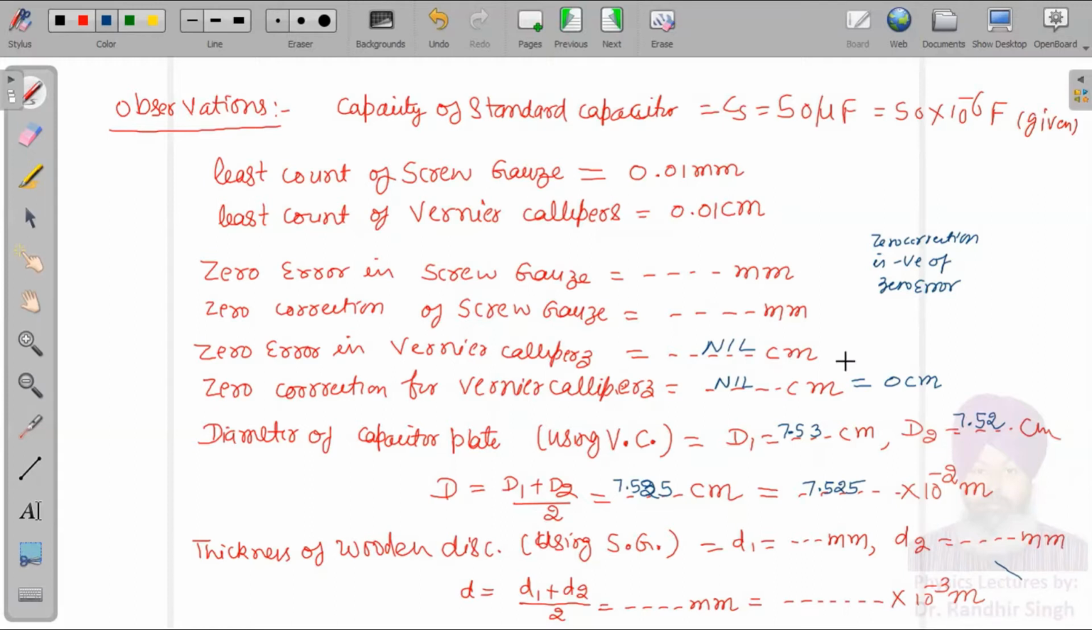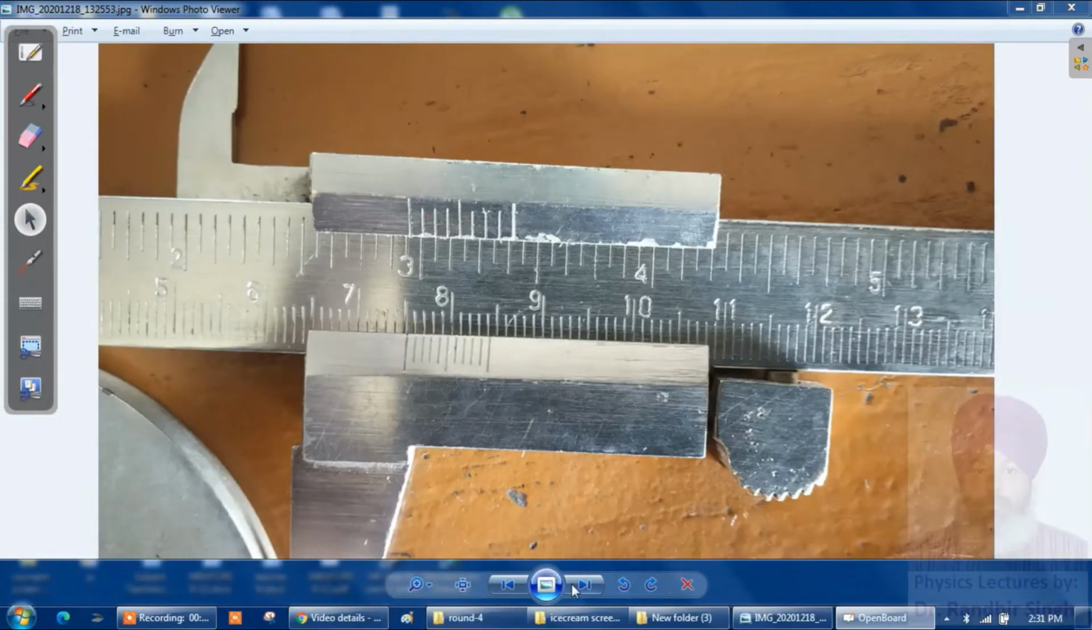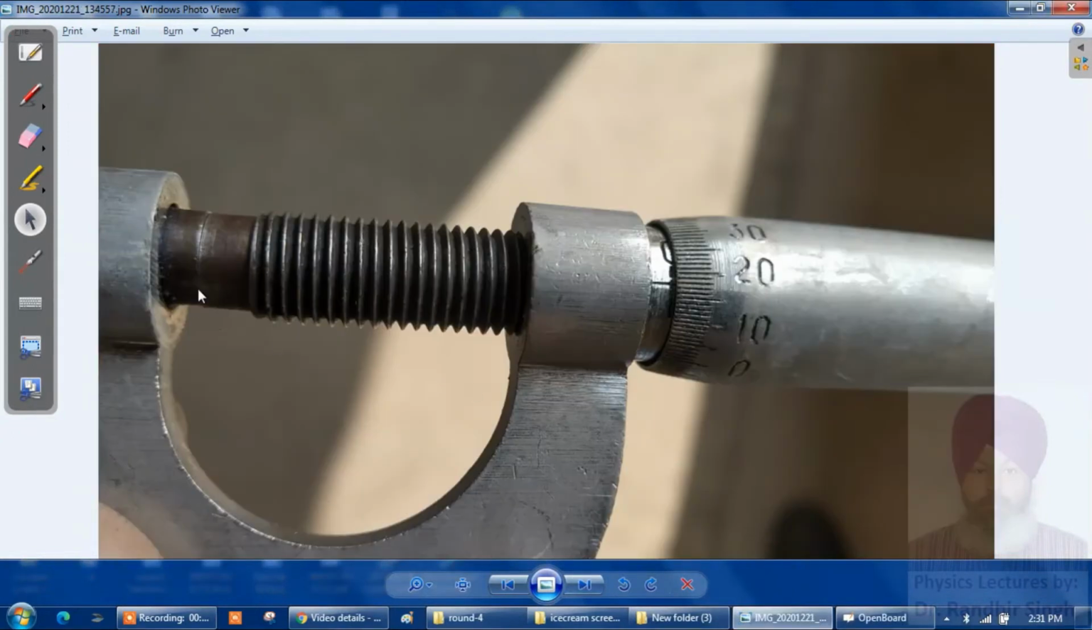Let us now take the readings with the screw gauge. Let me show you the next reading. Now this is the screw gauge. You can see both of the studs are in contact with each other, and when these studs are in contact, you can see this is the reference line of the main scale. And you can see here this is 0, this is 10, this is 15. If you count this, this is 16, then 17.